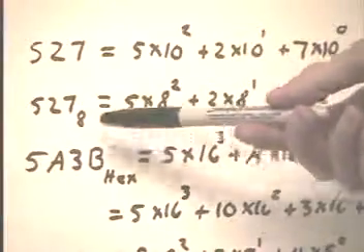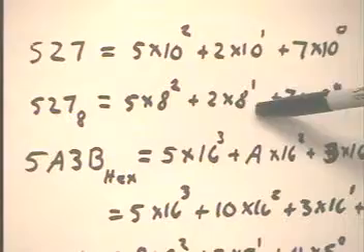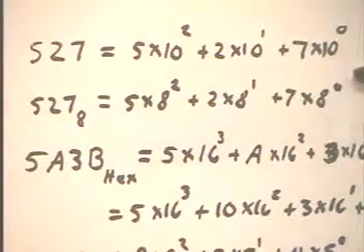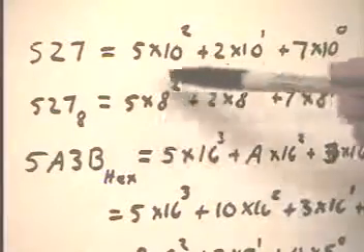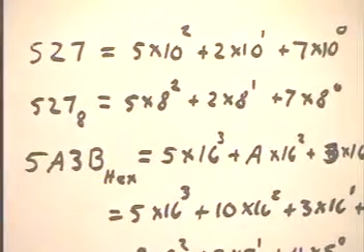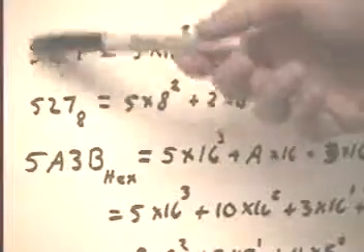527 base 8 means 5 times 8 to the 2nd plus 2 times 8 to the 1st plus 7 times 8 to the 0. This 8 here says instead of using 10 like we did up here, we're going to use 8. Now, of course, if we're in a base 8 system, we don't want any numbers bigger than 8. We don't even want an 8. Just like in a base 10 system, we're never going to write 10 as one of our digits.